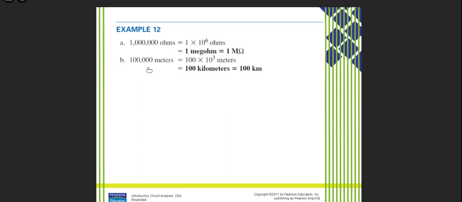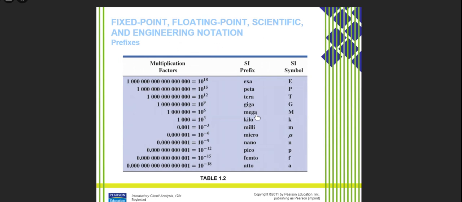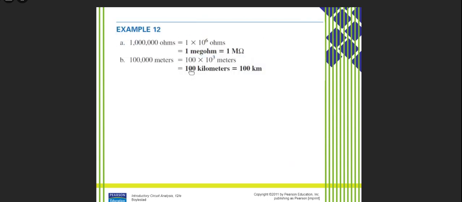Another example is here. If you have this number in meters, you can take this 10 power of 3 out and say it's 100 multiplied by 10 power of 3. And then, if you look at this table, 10 power of 3 is kilo. So you can say this number is 100 kilometers. And in order to write it down with the unit, you just write down 100, and instead of this 10 power of 3, you just write K. M is the meter, and this one is coming from the kilo.